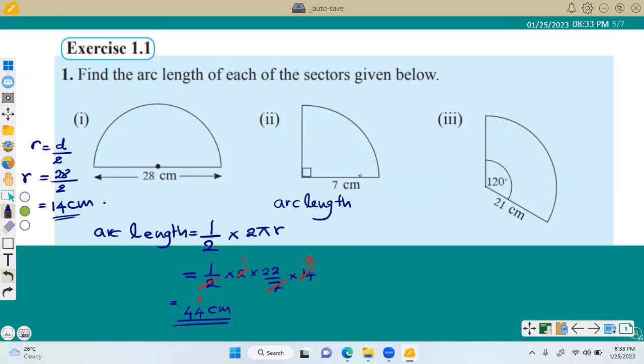Radius is 7 centimeters. This angle is 90 degrees. That means this is 1/4 of a circle.